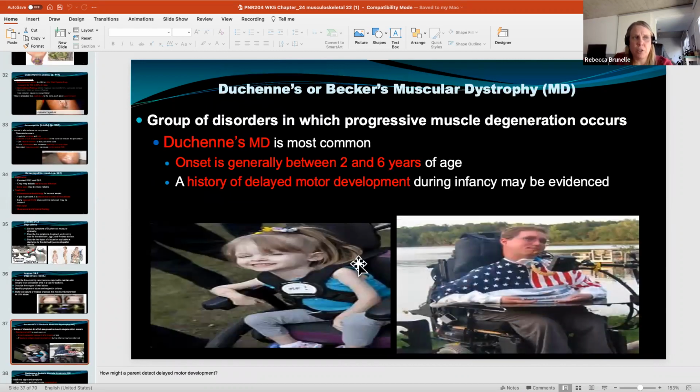There are a couple of musculoskeletal conditions that kids can be born with. So has anyone heard of muscular dystrophy? Yes. Yep. So you can see some kids here in the pictures, they have muscular dystrophy. Duchenne's is the most common, but there's also Becker's, which is very similar, but it tends to progress more slowly. So what can you tell me? What do you think muscular dystrophy is, or what do kids look like? What's wrong with them when they have muscular dystrophy?